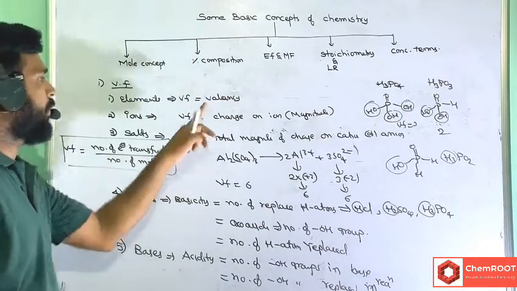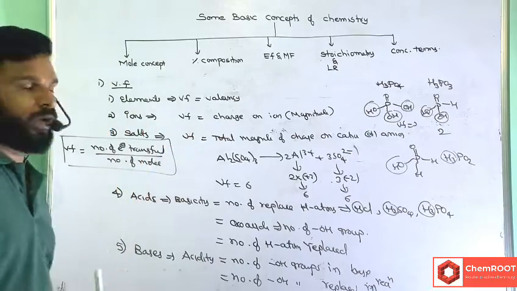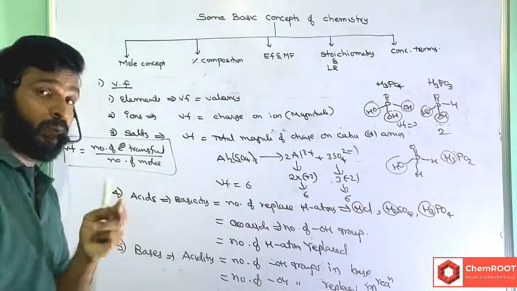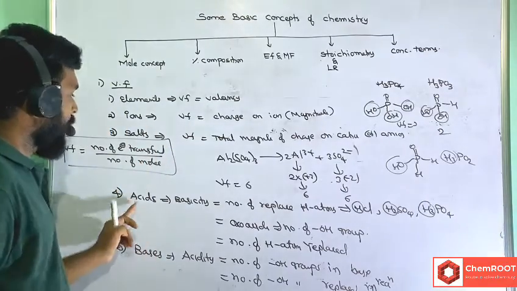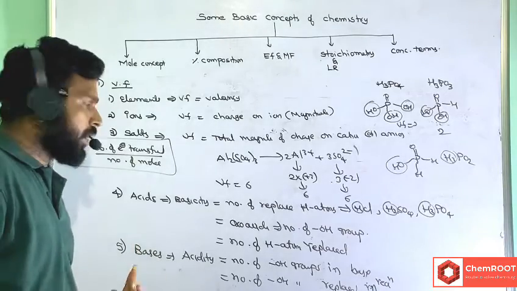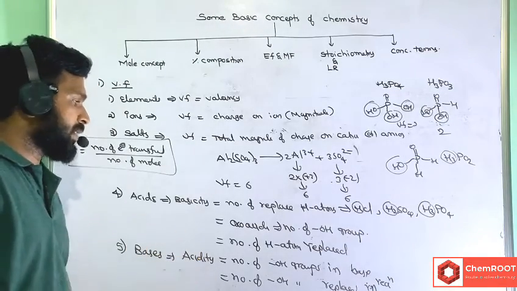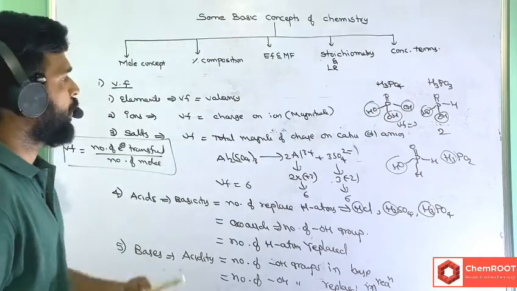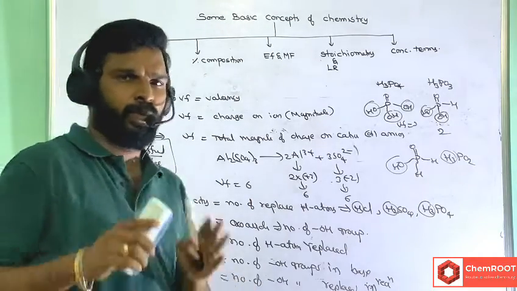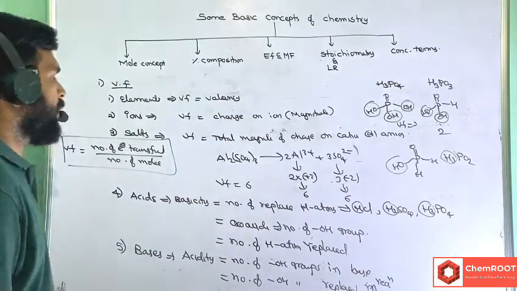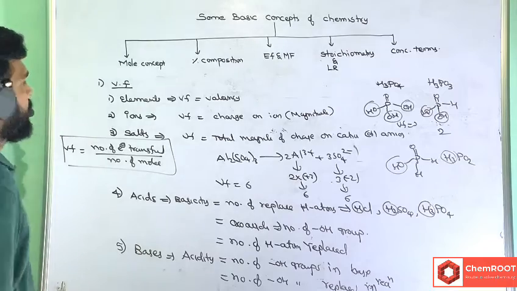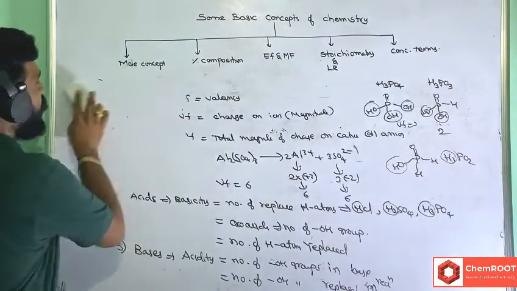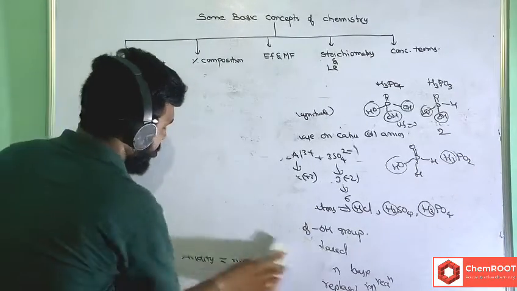Okay, so this is the way of finding it. For elements, it is the valency. For ions, the magnitude of charge. For salts, the total magnitude of charge on the cation or anion. For acids, the number of replaceable hydrogen atoms or the number of OH groups in oxo acids. And for bases, the number of OH groups in a base. Okay, like magnesium hydroxide, Mg(OH)2, the acidity will be 2, like that. Okay, so in that way we are able to find the valency factor.